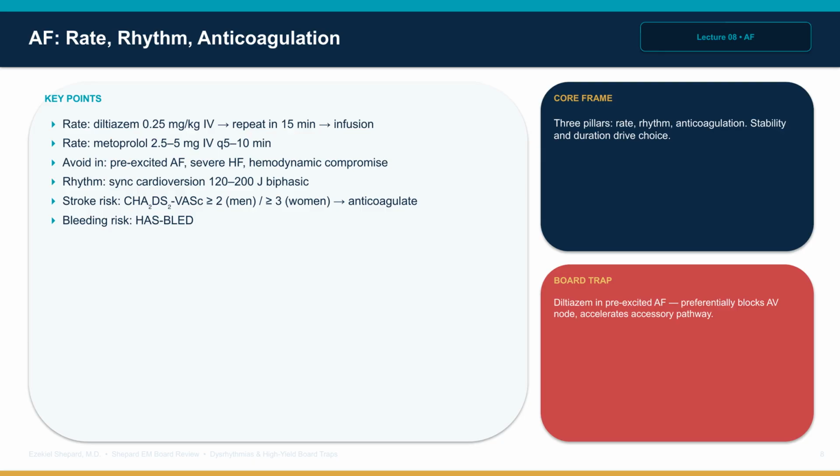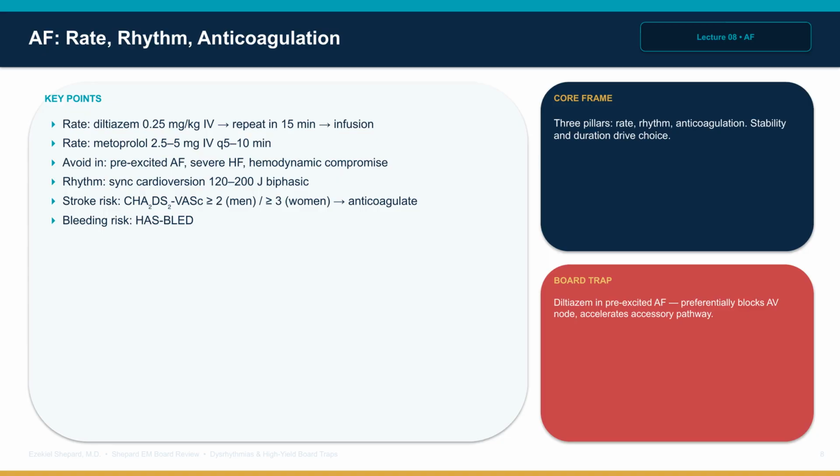Rhythm control, synchronized cardioversion, 120 to 200 joules biphasic, for unstable patients or selected stable patients within the appropriate window. Anticoagulation, use CHA2DS2-VASc score to assess stroke risk. A score of 2 or greater in men, 3 or greater in women, typically warrants long-term anticoagulation. Use HAS-BLED to assess bleeding risk. The board principle is that AFib management depends on stability, duration, and stroke risk.